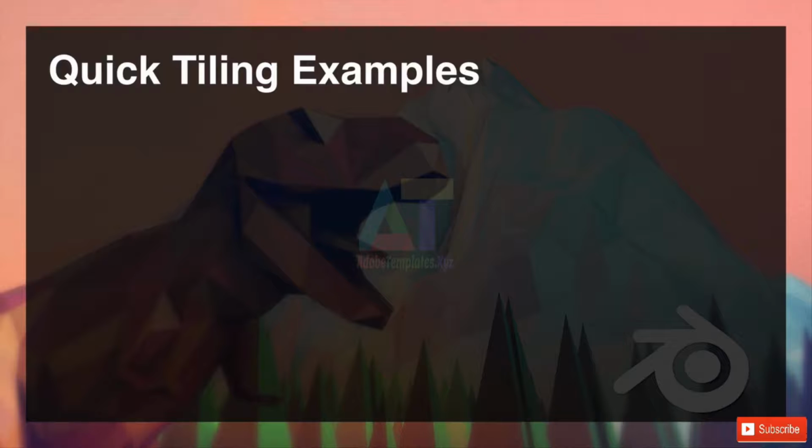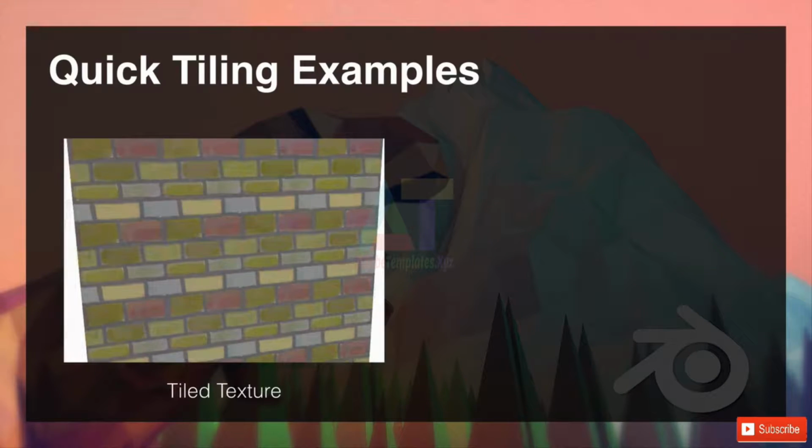Okay, so before we hop on over into Blender, we'll have a look at some quick tiling examples. So first of all, we'll actually start with a tiled texture. Now it's called tiled because it repeats, just like tiles in a kitchen, a bathroom, or anywhere else you might have tiles. Think of a roof, that's a common place you'd have roof tiles. Anyway, enough about what tiling actually is.